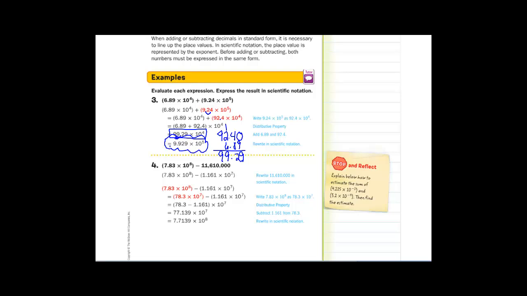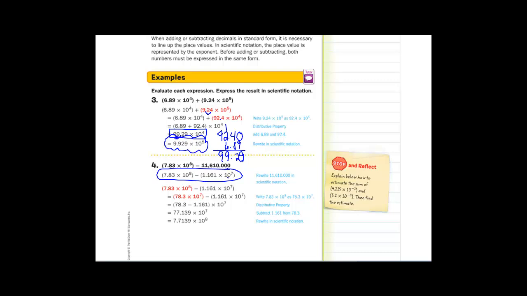All right, let's try another one here together. 7.83 times 10 to the 8th, minus 11,610,000. So if one of them's not in scientific notation, we do have to do that part of it first, okay? So actually your problem starts once you get them both in scientific notation. The exponents are not equal because I've got 10 to the 8th and 10 to the 7th. So I need to make them equal, right?